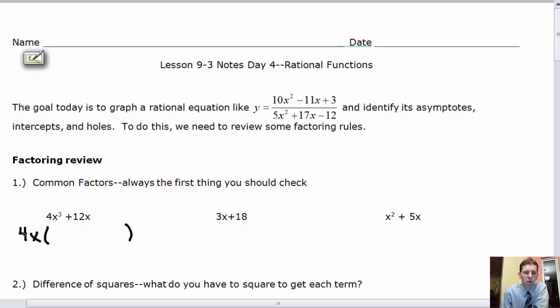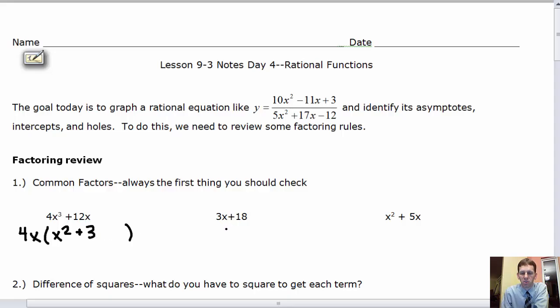Well, if you take a 4 out of a 4, there's basically 1 left, so you don't have to really write that. And if you divide an x out of x cubed, there's x squared left. Same idea if you divide a 4x from 12x. 12 divided by 4 is 3, and it's a positive 3. And if you divide an x out of an x, there's none left. So in factored form, this is equal to the expression 4x times parentheses x squared plus 3.